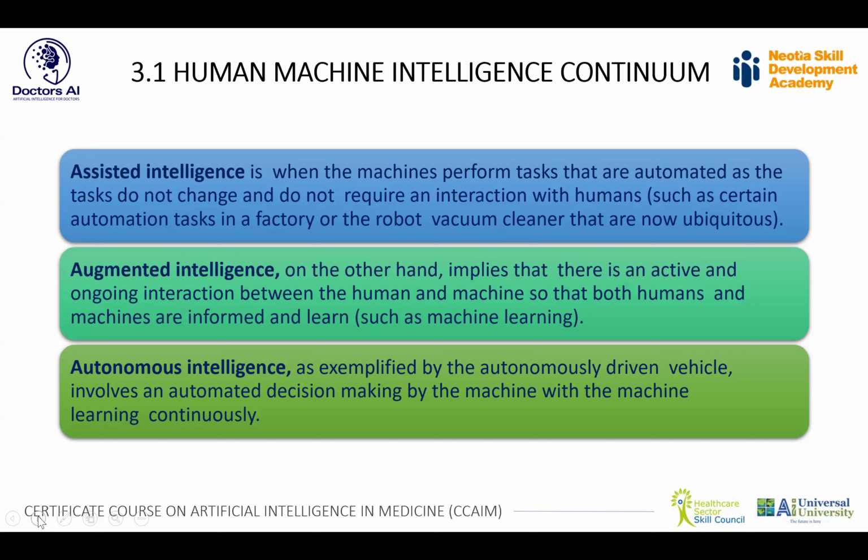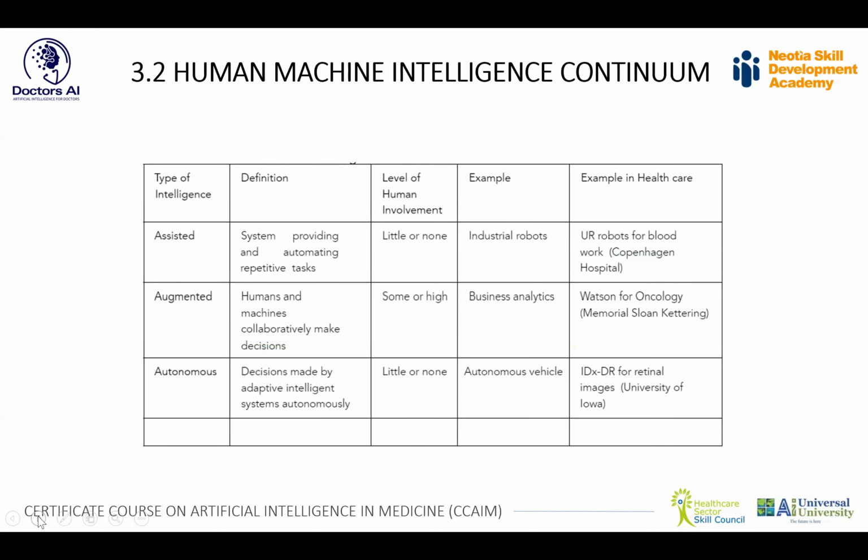There is a loop of learning, reasoning, and understanding, and it is learning and functioning in an autonomous manner. So this is another way of classifying machine intelligence, and you can look at it as the human to machine intelligence continuum. A few examples: for assisted intelligence, you could have robots working in a hospital. Augmented intelligence is where the machines and the humans make collaborative decisions.